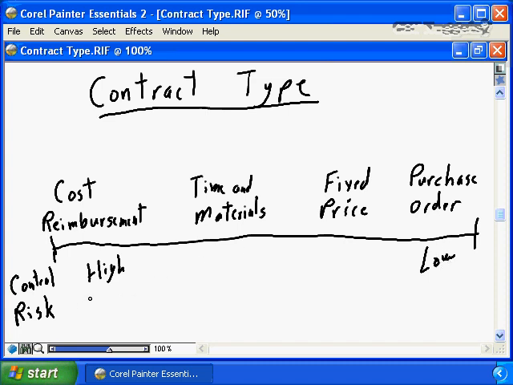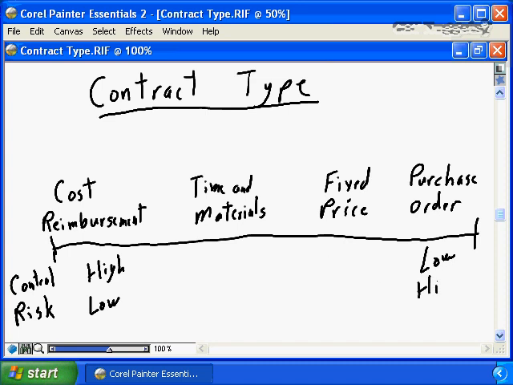So if we look at it from the other viewpoint, from a risk viewpoint, cost reimbursement, the project risk is very low. From a cost reimbursement viewpoint, as we discussed, you have total control over the process. You can work with the supplier, you can work with your seller to make sure that the quality is what you want. You can work with the seller to make sure the functionality is what you want. So therefore, the project's risk is very low because you have the control over the process to ensure the final deliverable is exactly what you want.